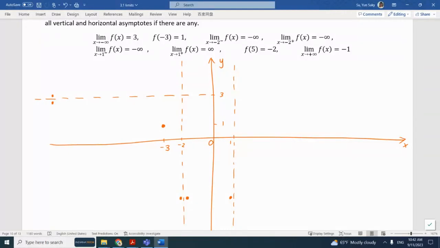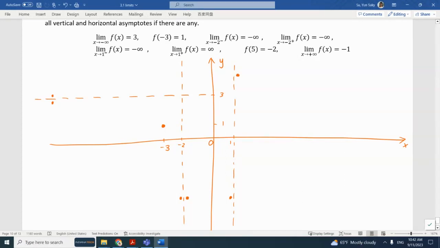So far, so good. Next, this one, left or right? Right, top or bottom? Top. So the right side of 1 and top, you put a little dot here. Okay? Put a little dot here.